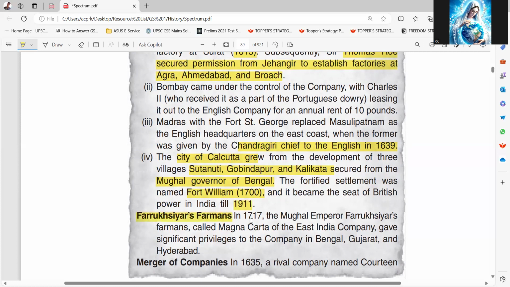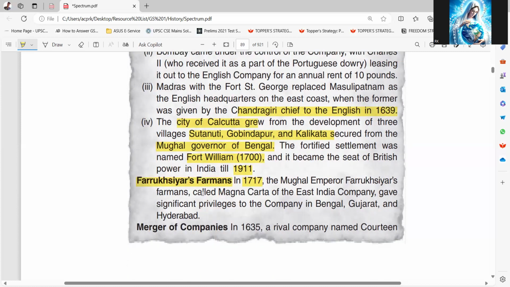Farrukhsiyar's Firmans. In 1717, Mughal Emperor Farrukhsiyar's Firman, called the Magna Carta of the East India Company, gave significant privileges to the company in Bengal, Gujarat, and Hyderabad.